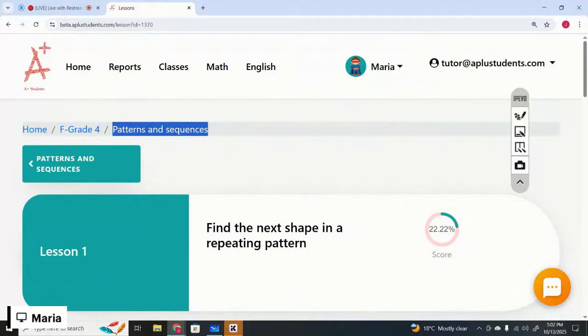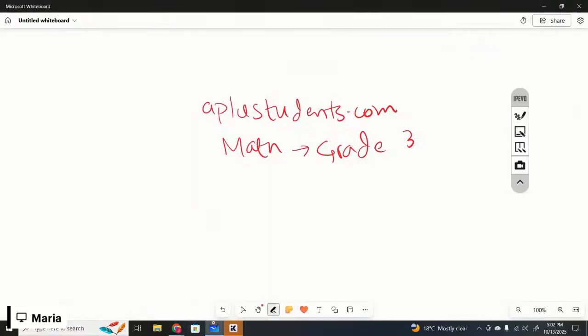We are here for grade 4 math. You can find all the lessons on aplusstudents.com. You have to log in there using your email address and password as provided by the administrator.